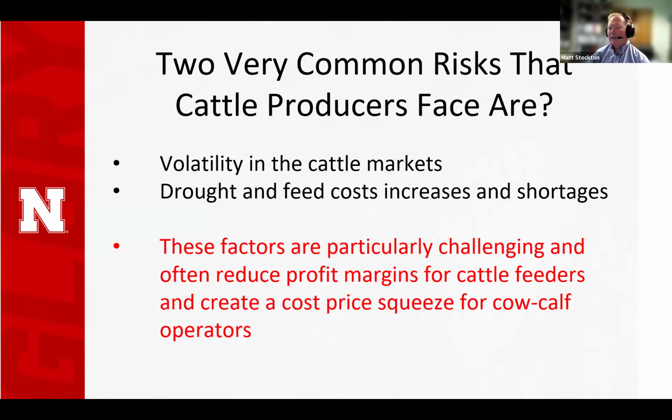These factors are particularly challenging for reduced profit margins. That's the thing, you're looking forward to a good year, and then things happen and they're not so good. Or sometimes it works the other way, which is kind of cool.